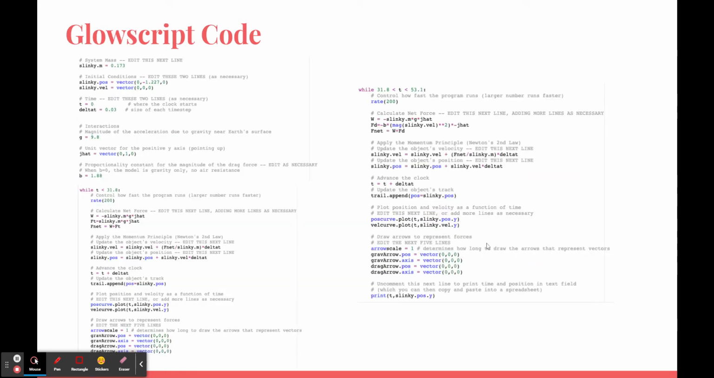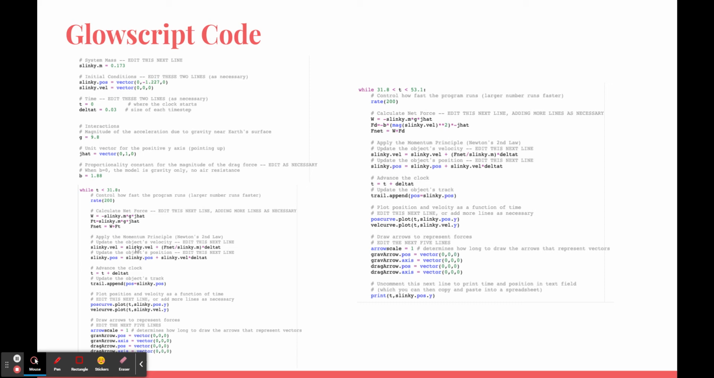Here's the GlowScript code. Here we have the mass of the Slinky, the position and the velocity of it, the time, delta t, the gravitational constant, and j hat, which is going to be 1 in the y direction. We have our proportionality constant, and we made that 1.88. For the first part, we're going to have the force of gravity, which is negative mg j hat because of the y direction, and then the force of tension, which is going to be positive mg j hat. So it's just the opposite of the force of gravity, and that's your net force.